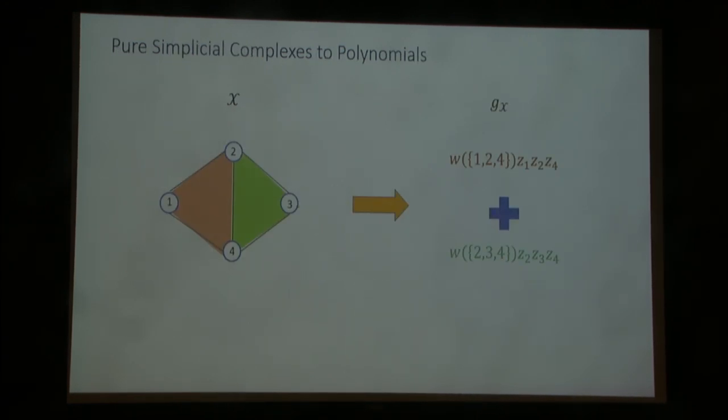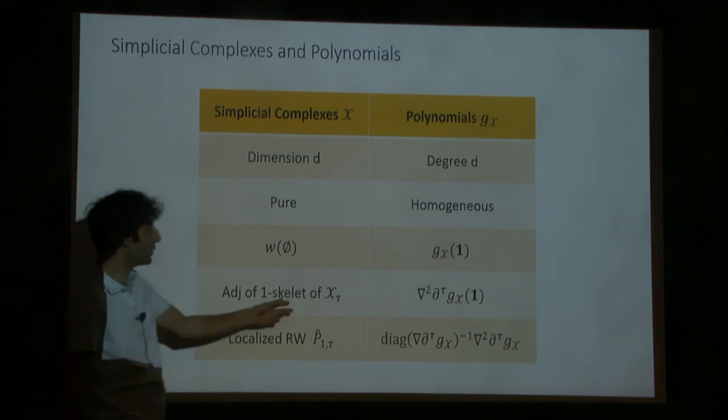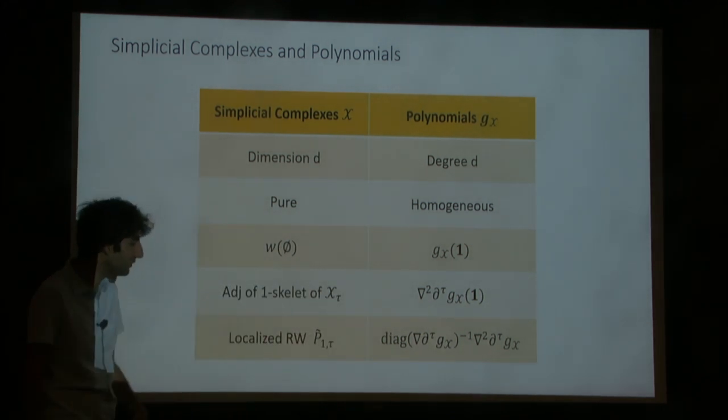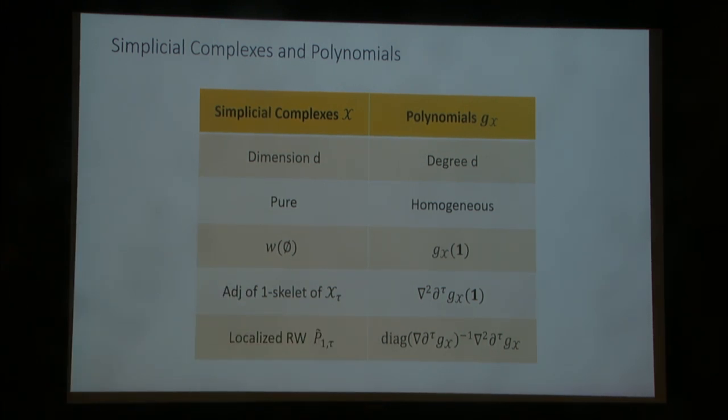So basically you can generalize this to all polynomials, not just simplicial complexes, and you get this nice language between simplicial complexes and polynomials. Dimension in a simplicial complex corresponds to degree in a polynomial, pure corresponds to homogeneity. The weight of the empty set in a simplicial complex is what you get when you evaluate your polynomial at all ones. The adjacency matrix of the one skeleton is just the Hessian of a partial derivative, and the localized random walk is just a normalization of the Hessian with respect to the gradient. So every combinatorial thing you do, you can look at the analog in the polynomial language.